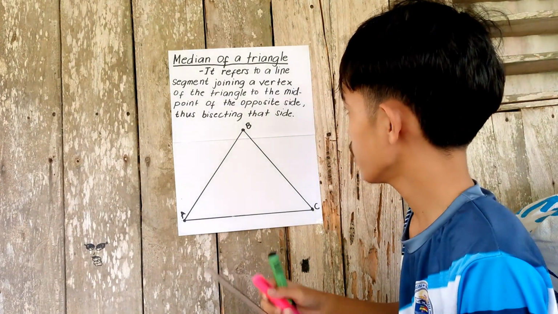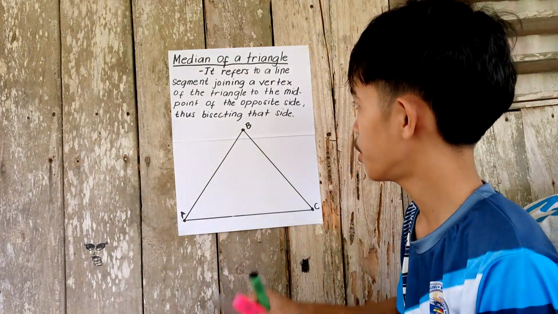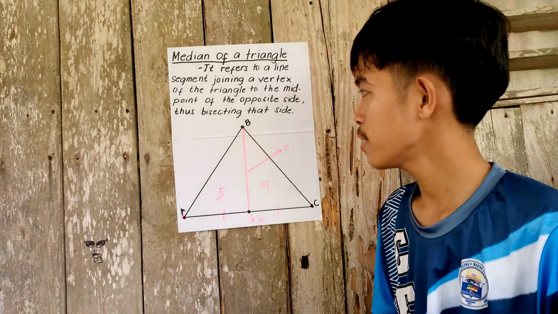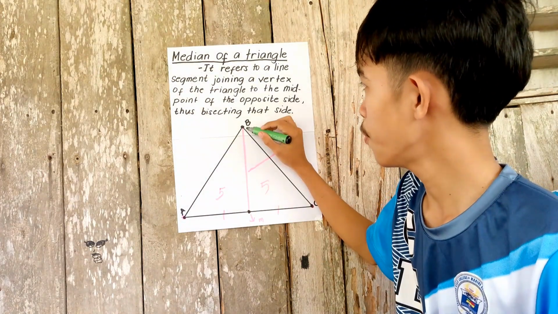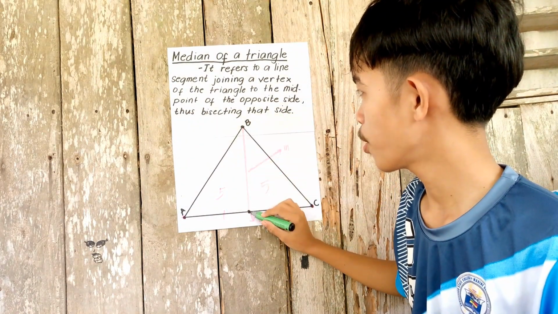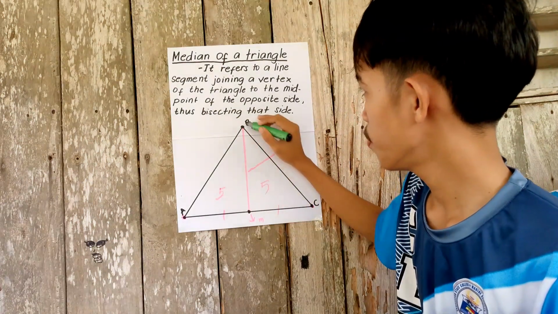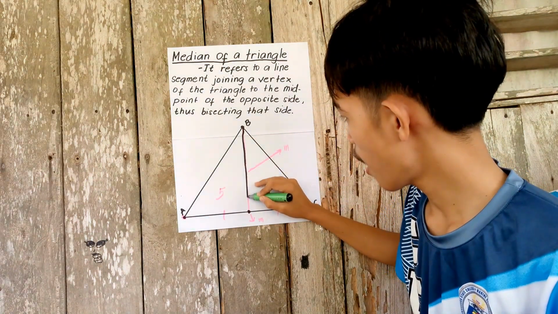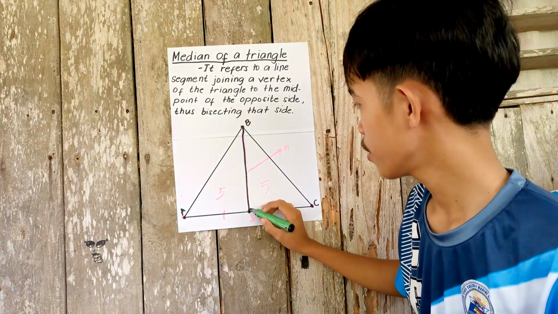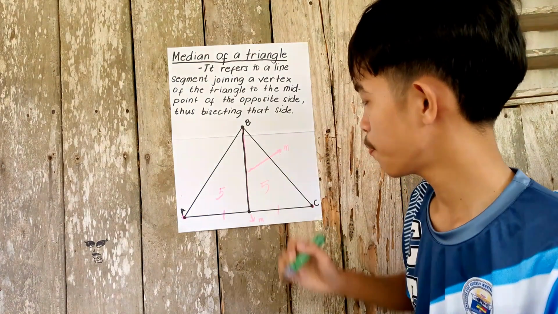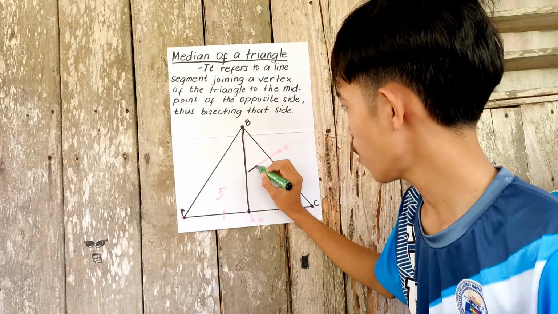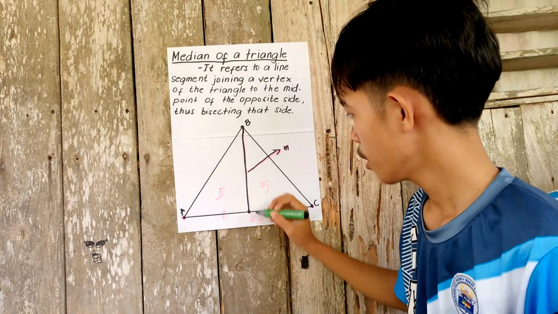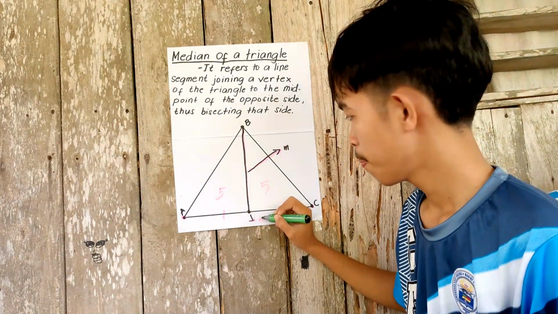The median of a triangle is a line segment joining a vertex to the midpoint of the opposite side. If this is our vertex B, our midpoint is on the opposite side from the vertex. And this is now our median, and this is our midpoint.